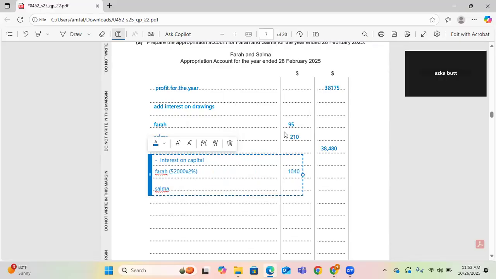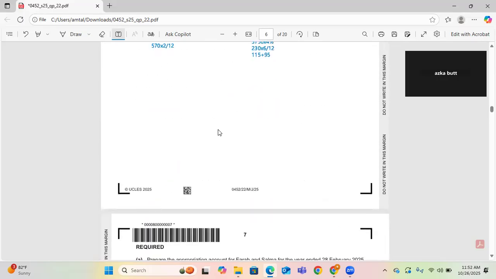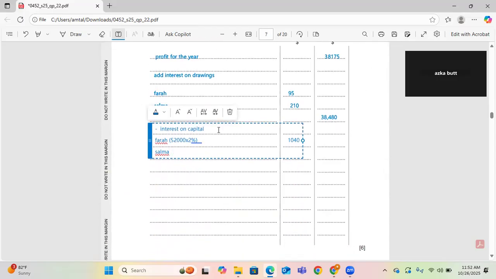Okay. And for Salma, the capital account is 75,000 multiplied by 2%. Okay, let me see. 75,000 multiply 2 divided by 100. This is equal to 1,500.